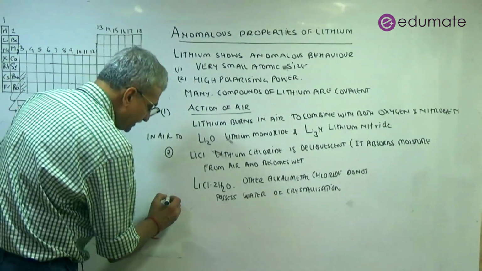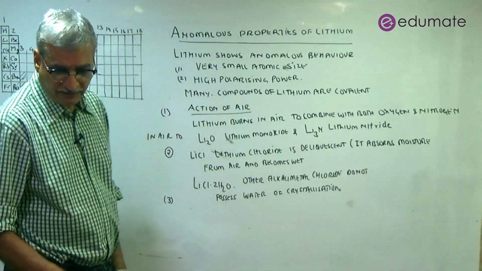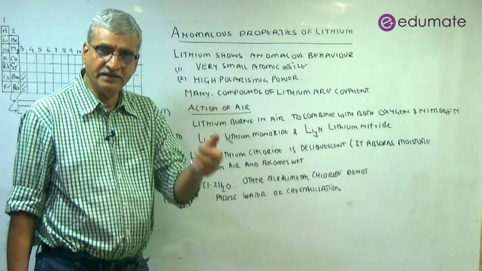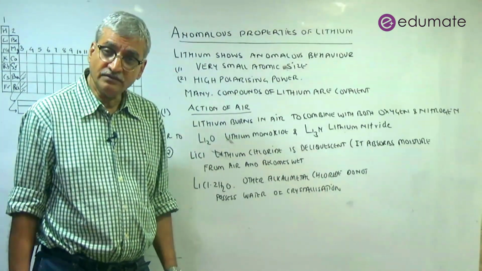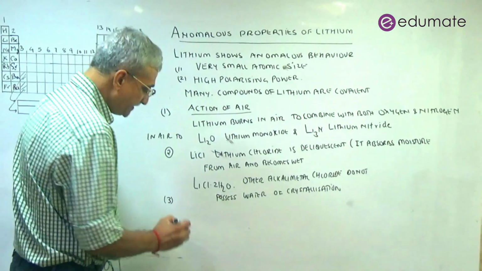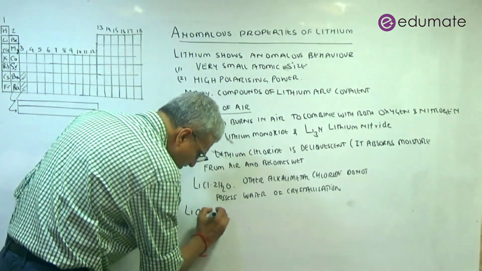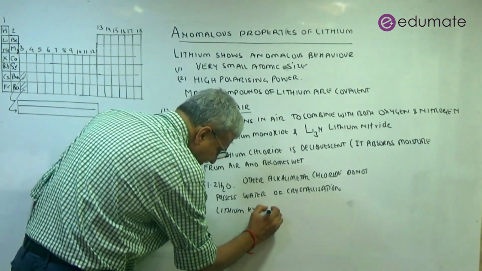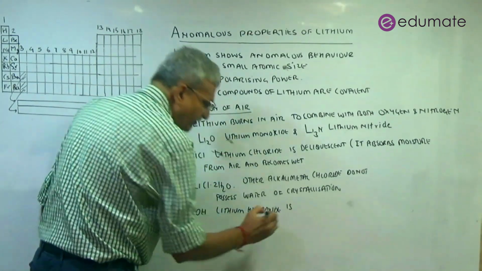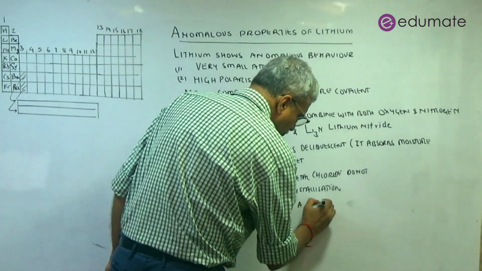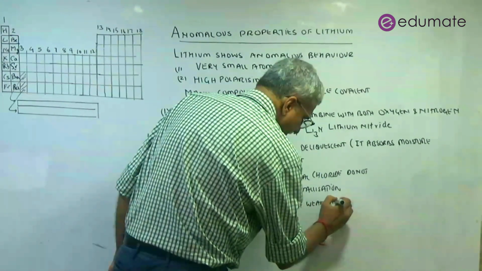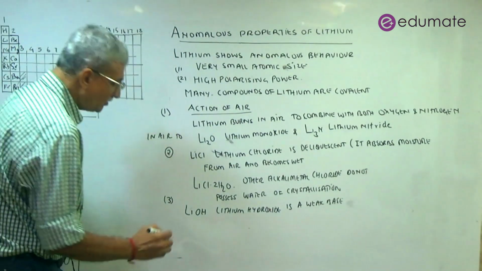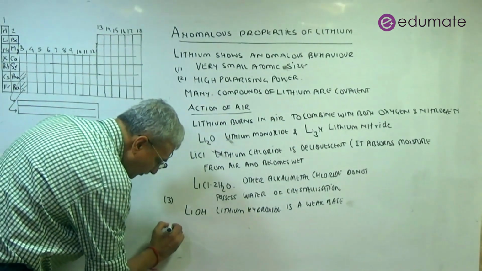Then the third one that we have is lithium hydroxide. While sodium, potassium, rubidium hydroxides are strong bases, lithium hydroxide, LiOH, is a weak base. Why is it different? Because the other alkali hydroxides are strong bases. Is that clear? Then we come to the fourth point.